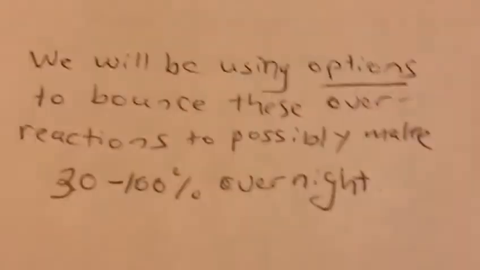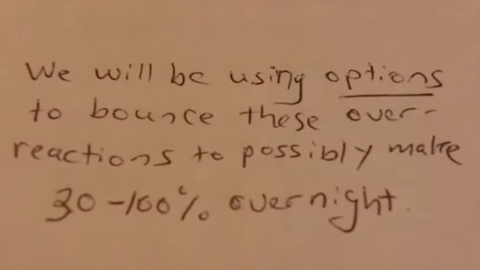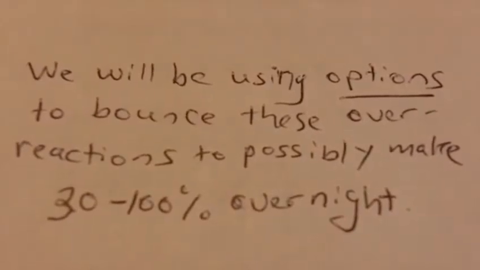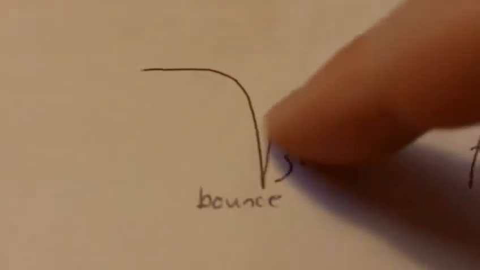Once we go through this list and find the overreactions, either to the upside or the downside, these are the stocks that are going to bounce back to the correct valuation quickly, within a day or two. So we're going to take options out on these stocks, whether call options or put options, depending on the direction we want the stock to bounce back to. The stock's going to bounce back, and we're going to make anywhere between 30% and 100% over the course of a day or two.